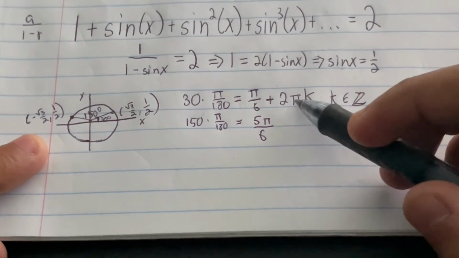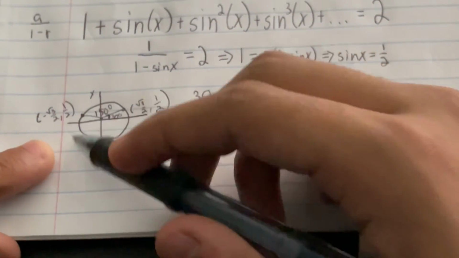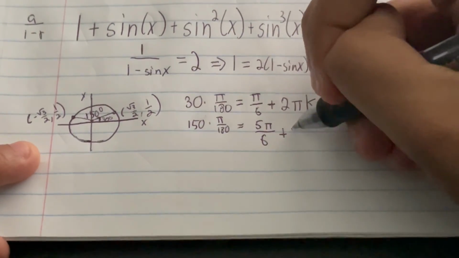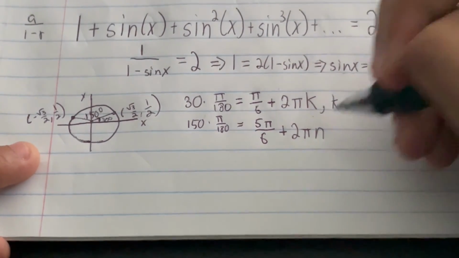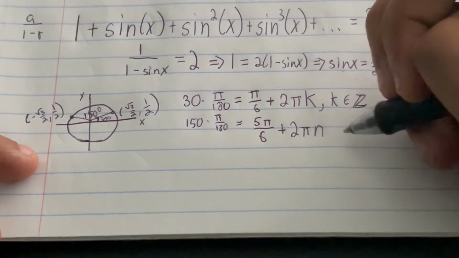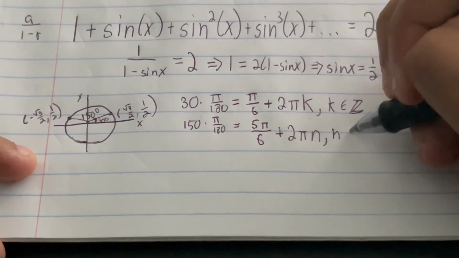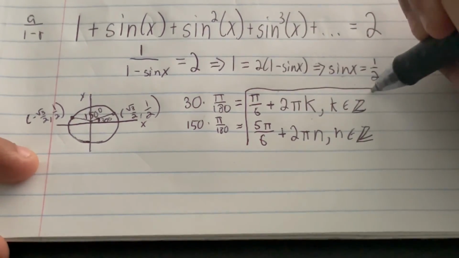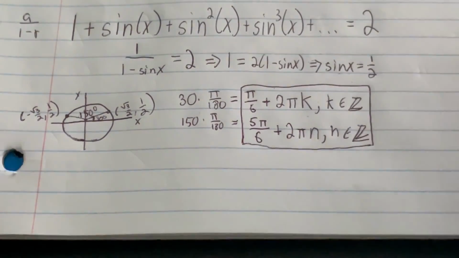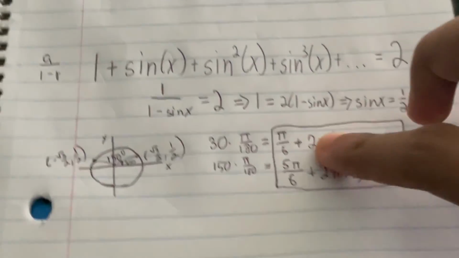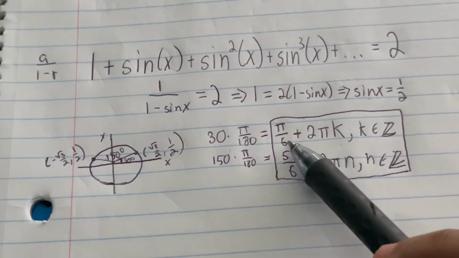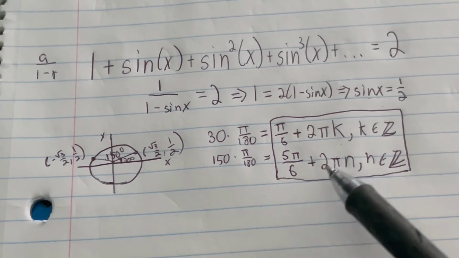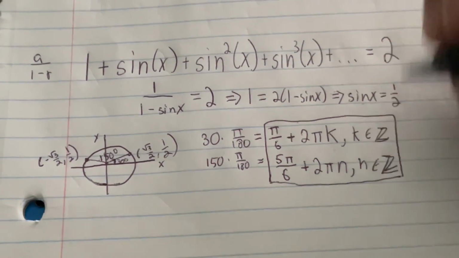And once again, same as over here, we can go around the circle as many times as we want and you still get a different answer. So we can add 2 pi n, using n as another variable, just so we don't use the same variable for both, where n is an integer. So there we have it. Actually, sorry, I shouldn't say two solutions. These are the infinite number of solutions for this equation right here: pi over 6 plus 2 pi k for all integers k, and 5 pi over 6 plus 2 pi n for all integers n. And we are done.